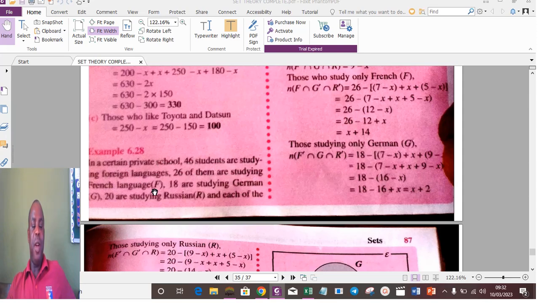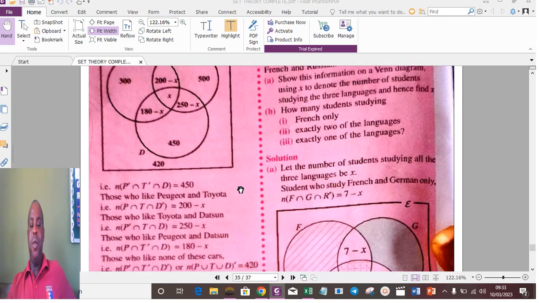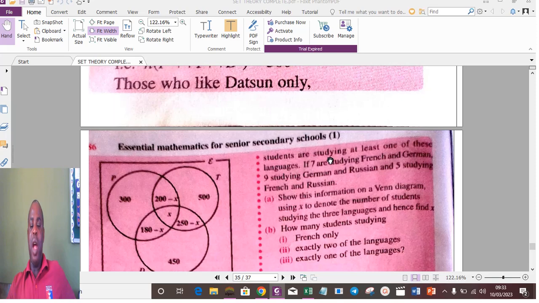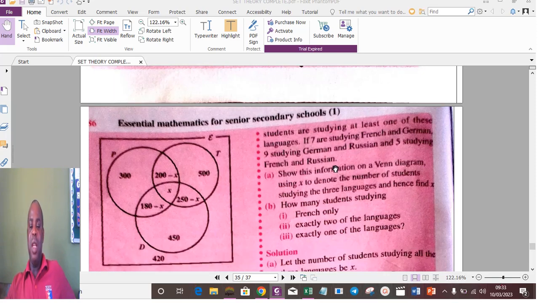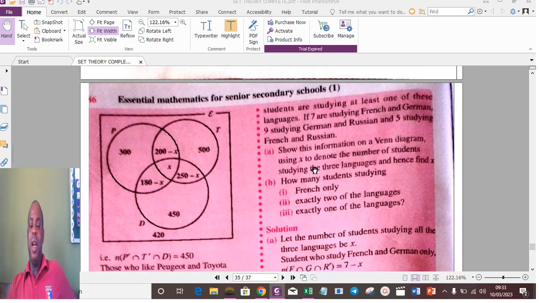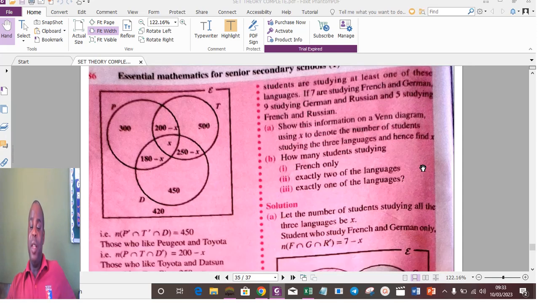26 of them are studying French, 18 are studying German, and 20 are studying Russian. Each of the students is studying at least one of the three languages. If 7 are studying French and German, 9 are studying German and Russian, and 5 are studying French and Russian, show this information on a Venn diagram using S to denote the number of students studying all three languages, and find S. Then the last question asks how many are studying French only, exactly 2 of the languages, and exactly 1 of the languages.